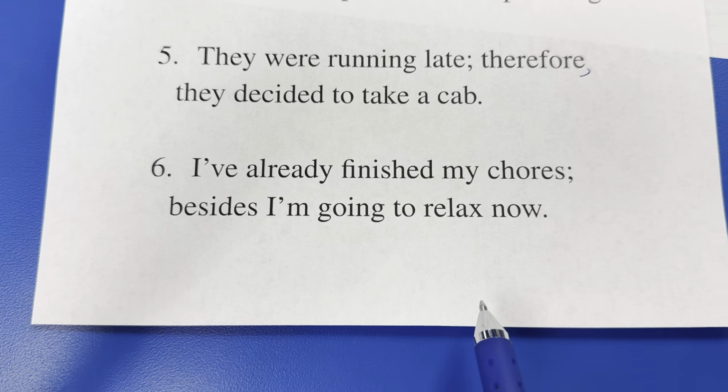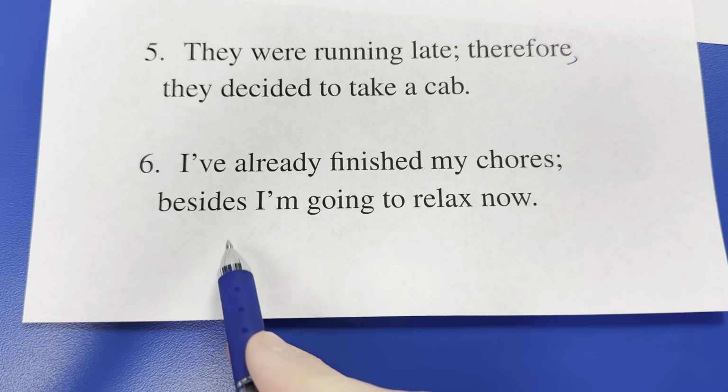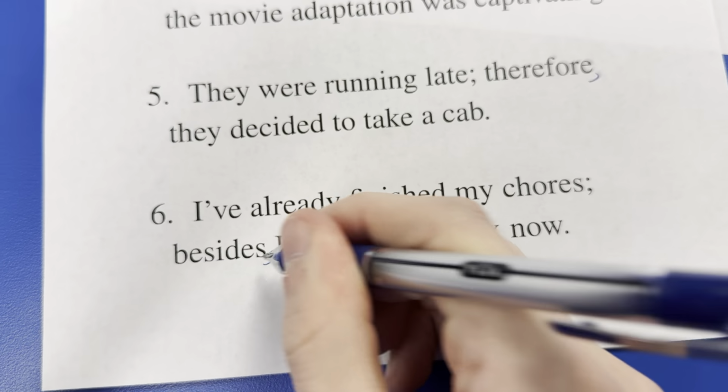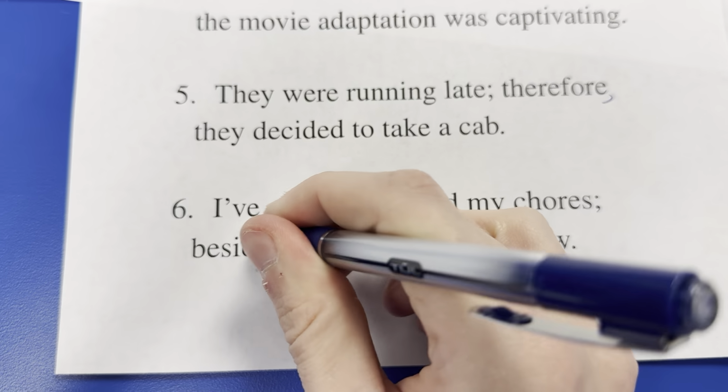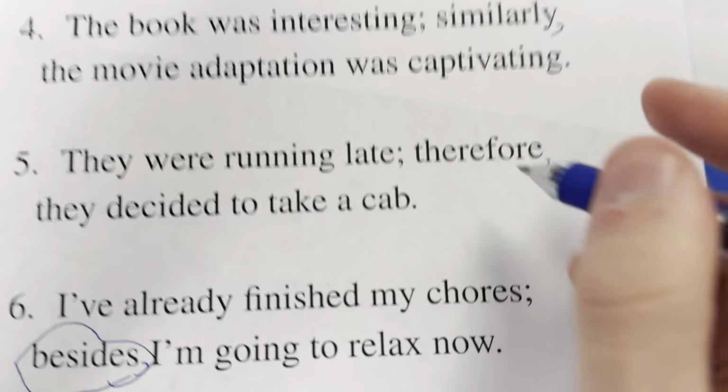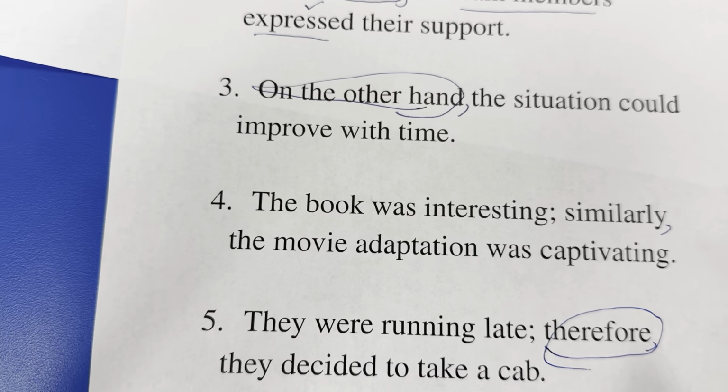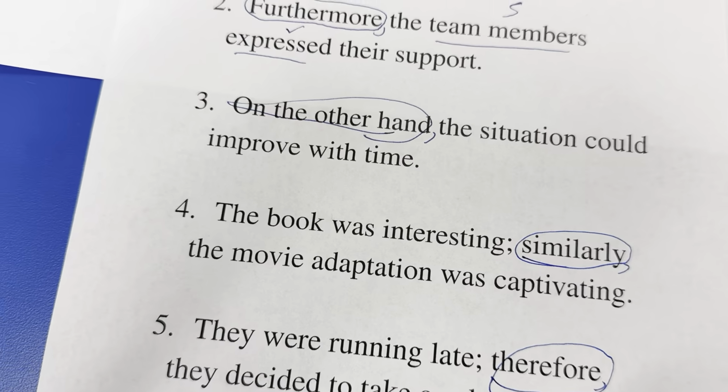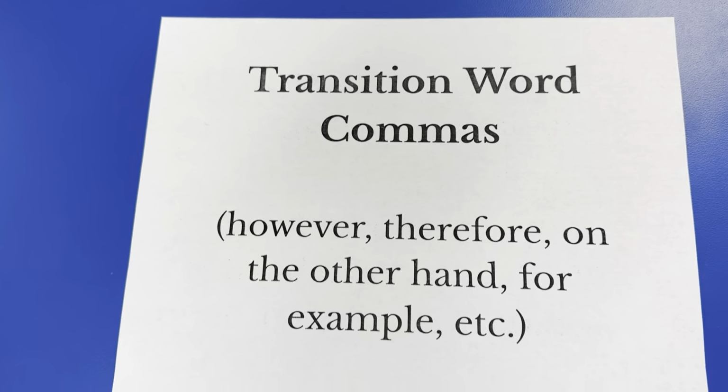And lastly, I've already finished my chores, semicolon. Besides, I'm going to relax now. Besides is a transition word. There we go. Let's circle each of those. Whoa, that was a wonderful circle. And there we go. That is the lesson for transition words.